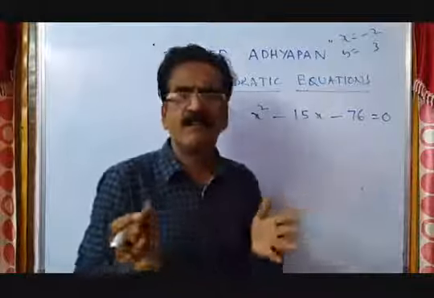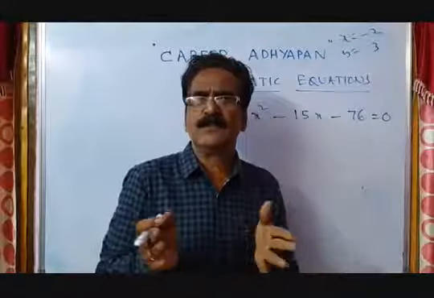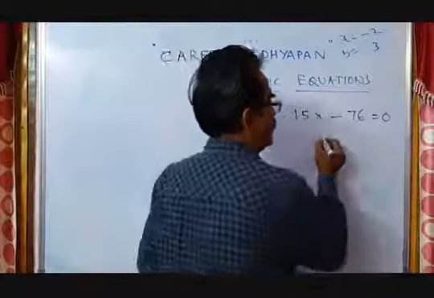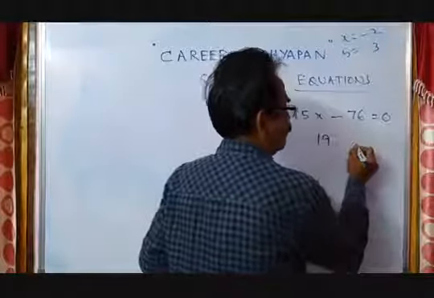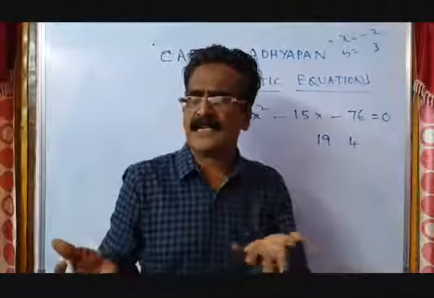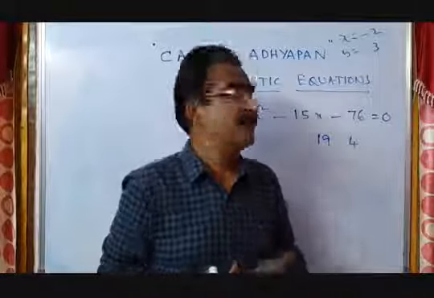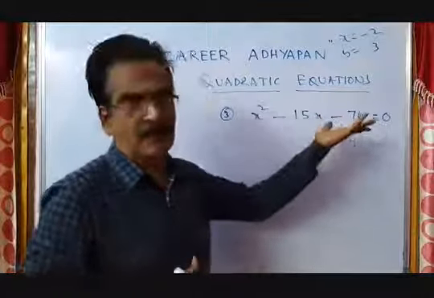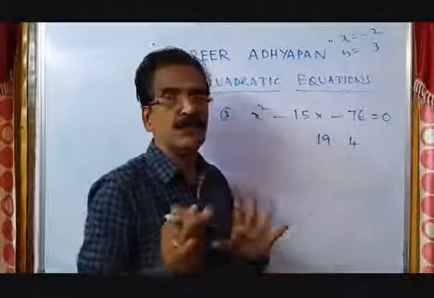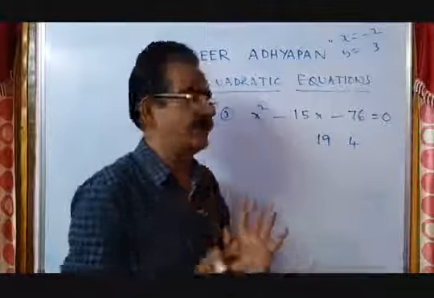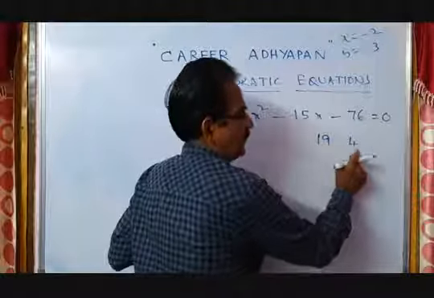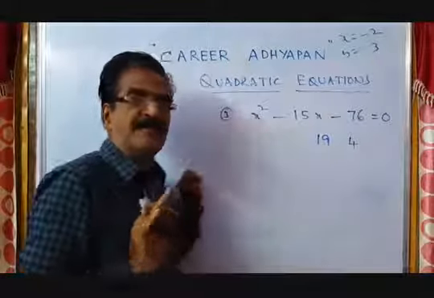Product 76. What are the factors of 76? 19 fours are 76. There may be other factors also, for 76, 38 twos are 76, but the difference must be 15. So 19 and 4 are the correct values. 19 fours are 76. The difference is 15. So the values are 19 and 4.